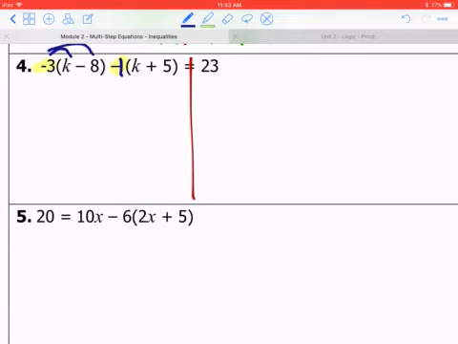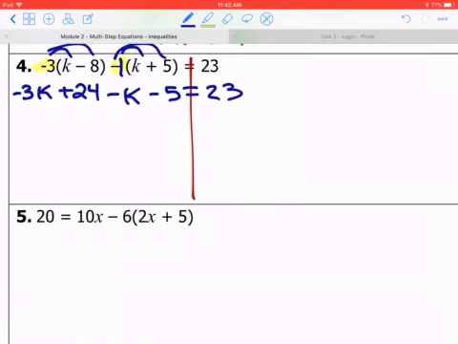So -3 times k is -3k. -3 times -8 is going to give me a +24. Now over here, I also have to do my distributive property. -1 times k is a -k. -1 times 5 is a -5. And all of that is equal to 23.